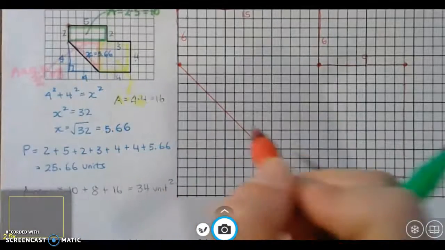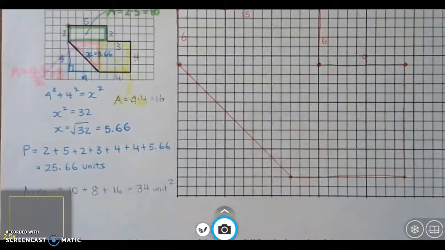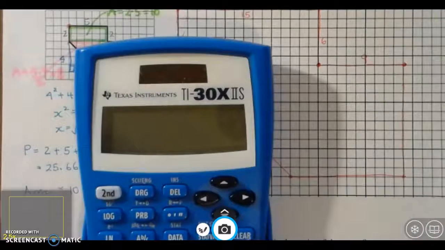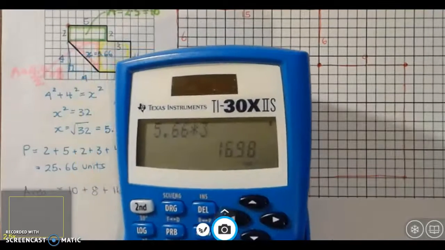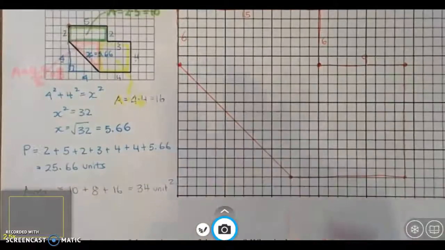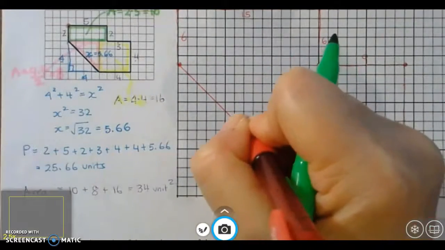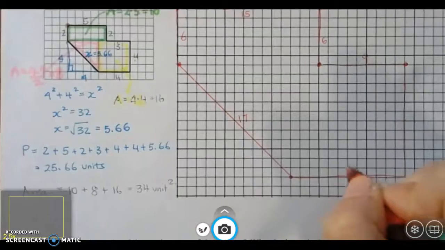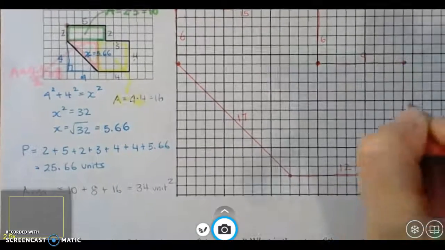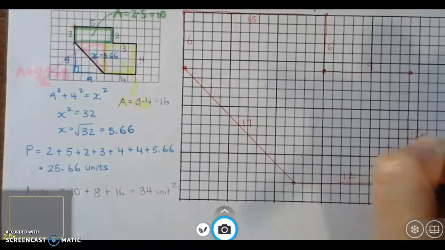Alright, and again, the length will be multiplied by 3. So instead of 5.66, it's going to be 5.66 times 3. So 5.66 times 3 is going to give me 16.98 or 17. So this is going to have the length of 17. Alright, and this is 12, and 12 here as well.